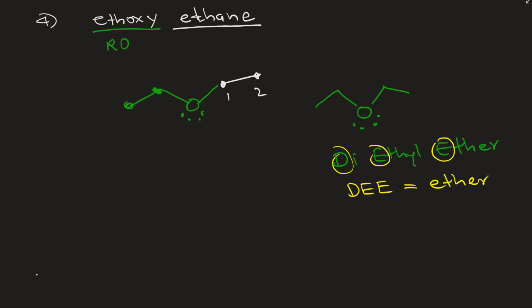Now also ethoxy ethane, it could be methoxy ethane, it could be ethoxy butane, and so on. So you can name the ethers like that. Also the symbol is ROR. Remember that way. So the ethers are typical symbol of ROR. So the carbon, oxygen, carbon.